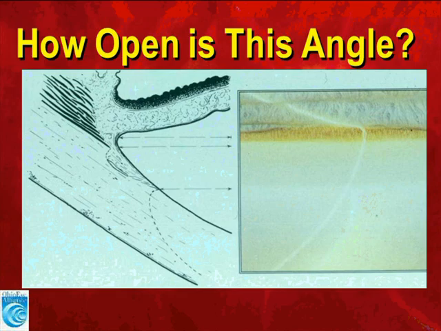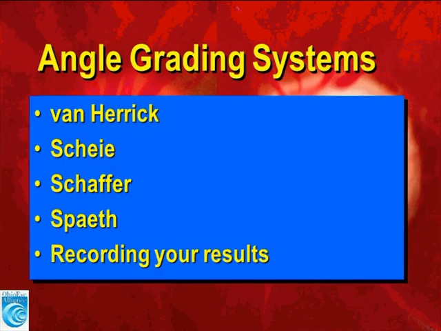So the question is, how do we communicate to our colleagues when we look at an angle? How open is an angle? Is it open? Is it closed? Is it narrow? Is it in between? Is it grade 1? Is it grade 4? And what do all these grades mean to us? There are a number of angle grading systems: Van Herick, Scheie, Schaeffer, Spaeth, and it's important that we know how to record the results for our charts and for communication with our colleagues.